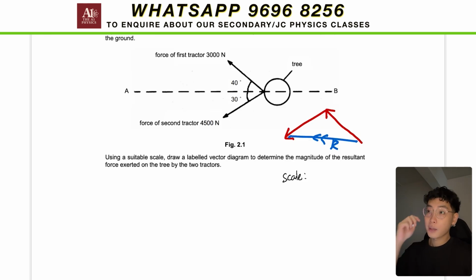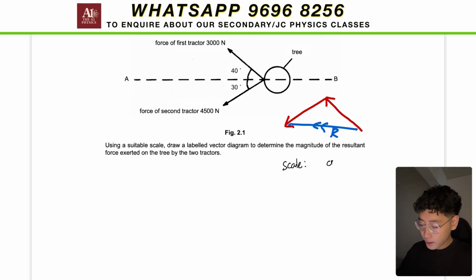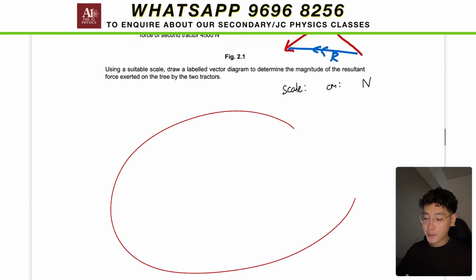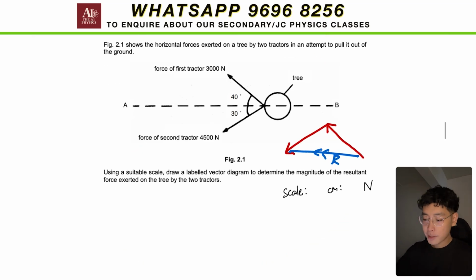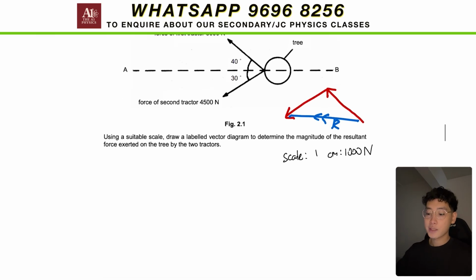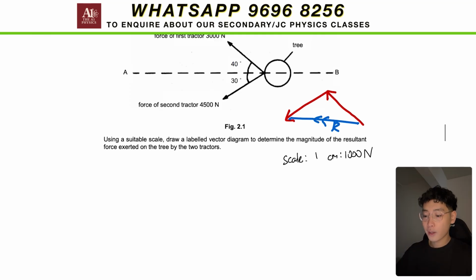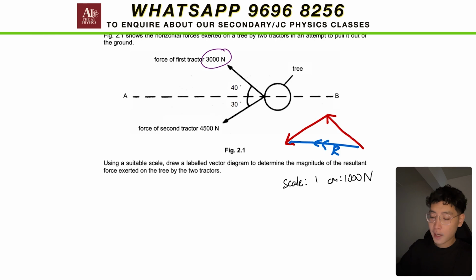Now the second thing is to think about the scale that you're going to use for your drawing. The scale is always going to be something cm represents something newtons. Generally, the rule of thumb is you want to choose a scale that covers at least 50% of the question paper. Over here, I'm going to choose my scale to be 1 cm to represent 1000 newtons, which means that 1 cm of my drawing represents 1000 newtons. So this force, I'm going to use 3 cm to draw, and this force, I'm going to use 4.5 cm to draw.